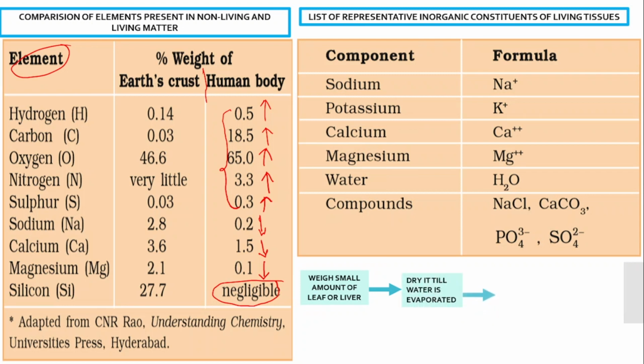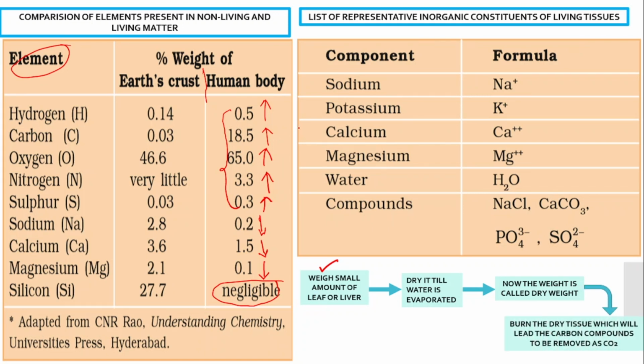Regarding how to analyze the inorganic material present in living tissue: we take a small amount of leaf or liver and let it dry until the water inside is evaporated. Then we take the weight, which is called the dry weight. Then we burn the dry tissue, which leaves the carbon compounds to be removed as CO2.